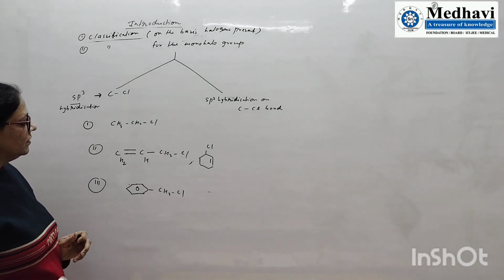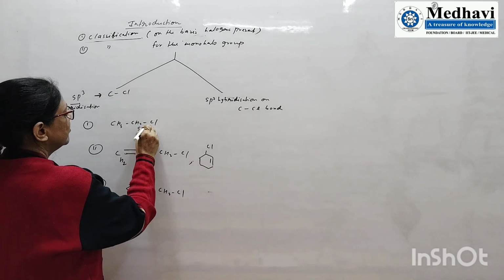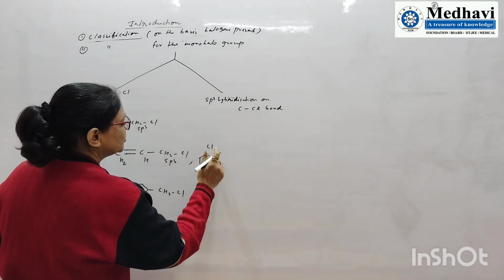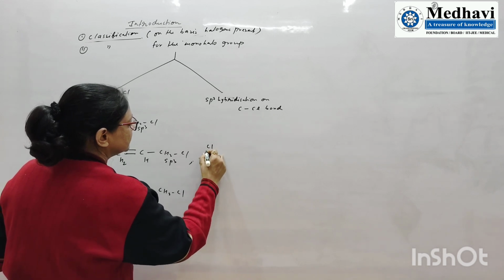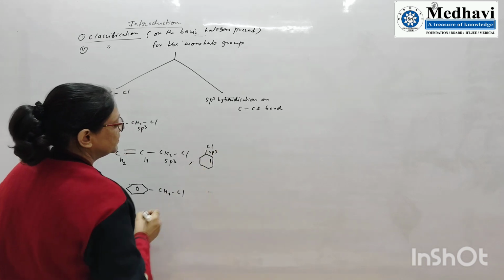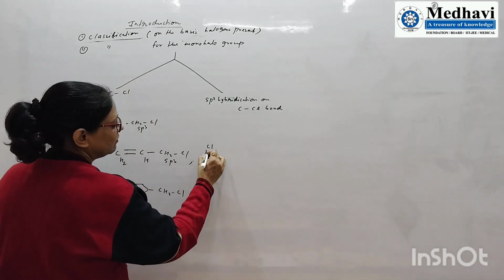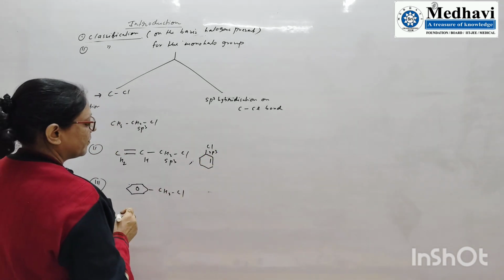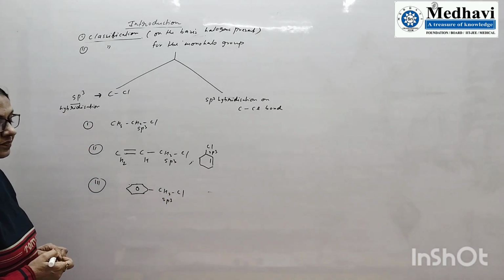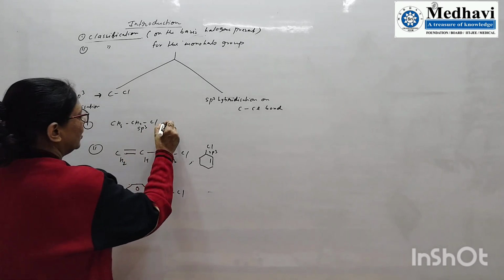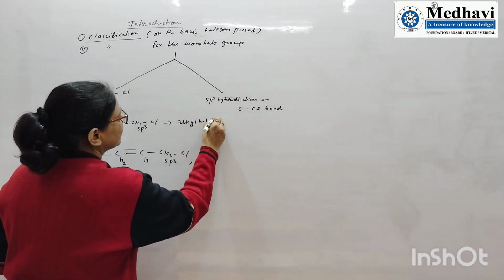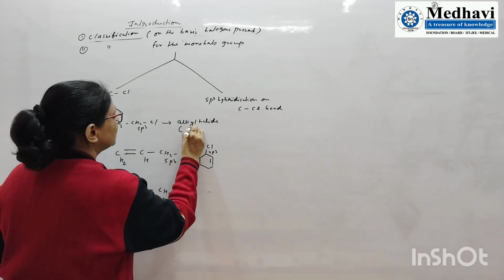So here the hybridization is sp3, here the hybridization is sp3, here also the hybridization is sp3. One hydrogen will be added also. Here the hybridization is sp3. This group is called an alkyl halide, and its IUPAC name is chloroethane.